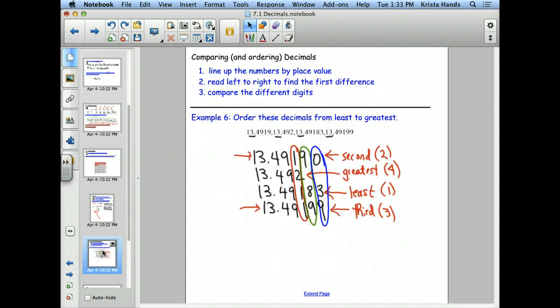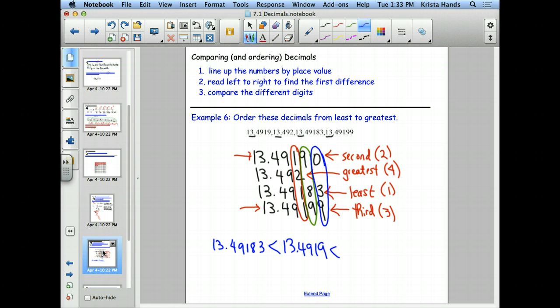So when we're rewriting these, we actually have to write them in order. I'm going to use less than signs just to indicate that I'm really being careful on the order being correct. The smallest one is first. So the least one is actually the 3rd one that's listed. This is 13.49183. You can put a comma or you can put a less than sign. What's next? The top one, right? So 13.4919. And then I have the last one, 13.49199. And then I have the second one, which was 13.492.